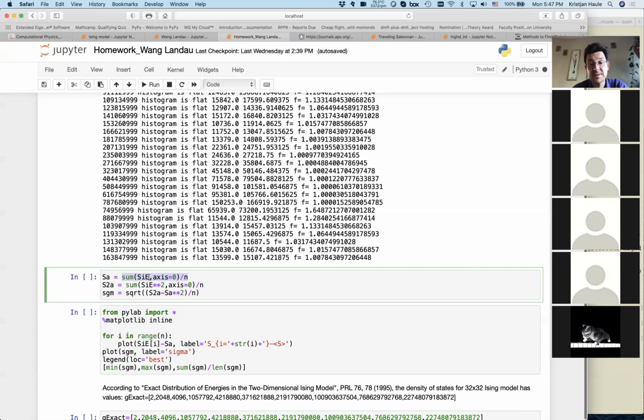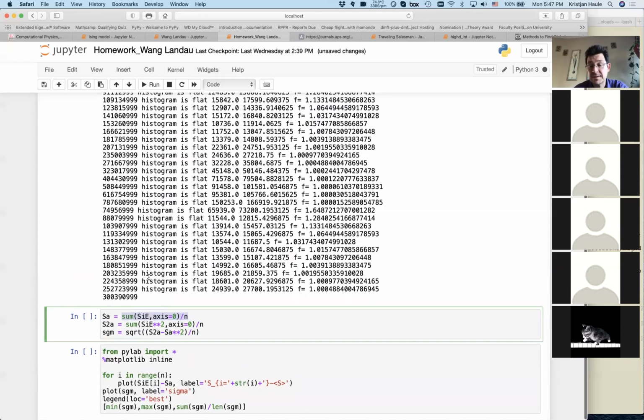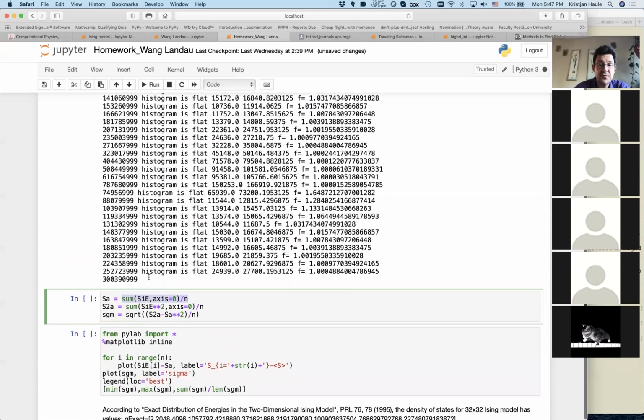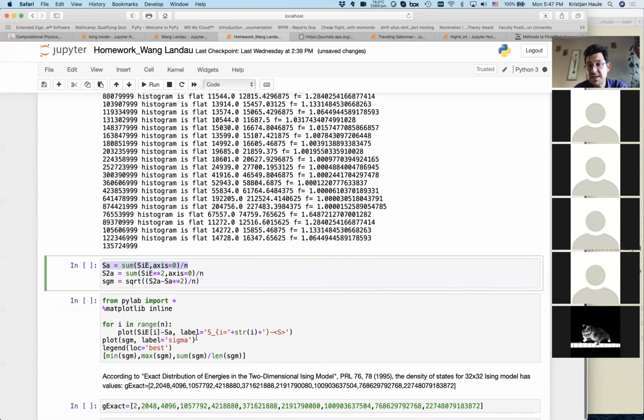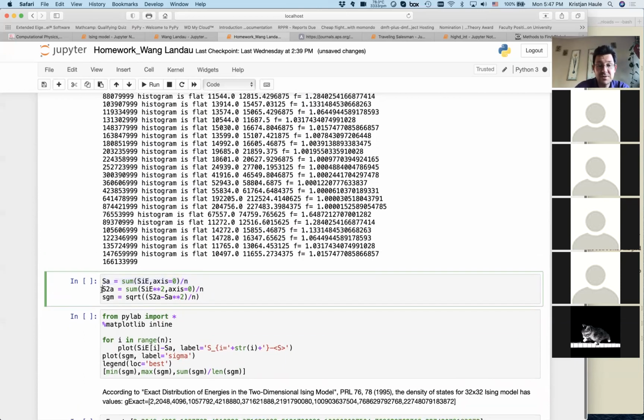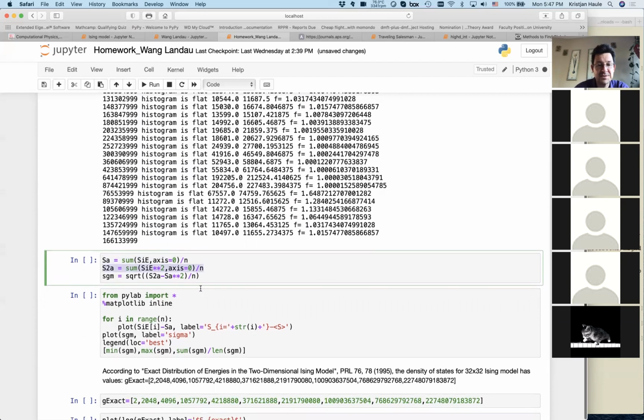Okay, because this is logarithm of density of states as a function of energy. So therefore, I want to sum here only over axis is 0, which means that sum over the first components, isn't it? Or the first index, actually, sum over the first index. And then I divide by n here because this is average, isn't it? So now SA is the average of the logarithm of density of states over these 5 runs. And then, of course, I can easily do average of the squares. Okay, it's really not a big deal. So just square this thing and do sum over axis is 0.